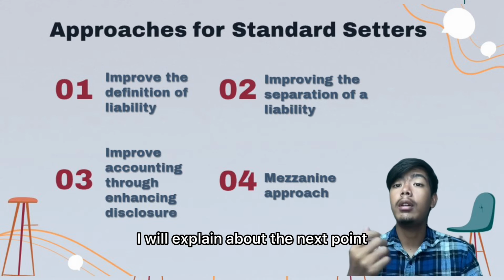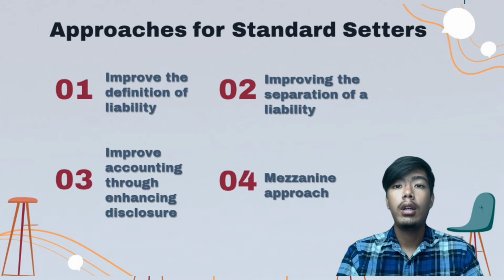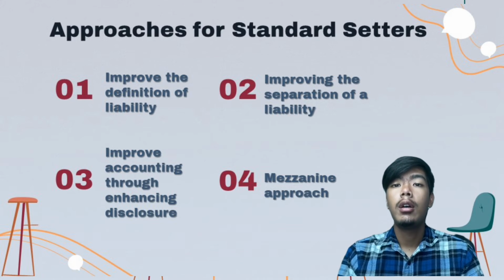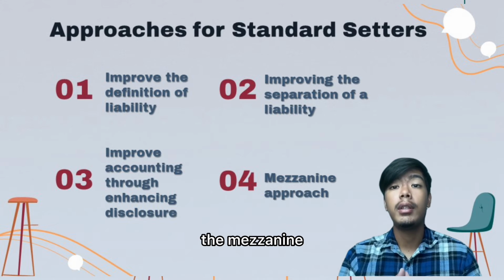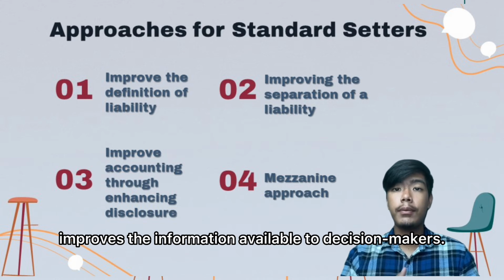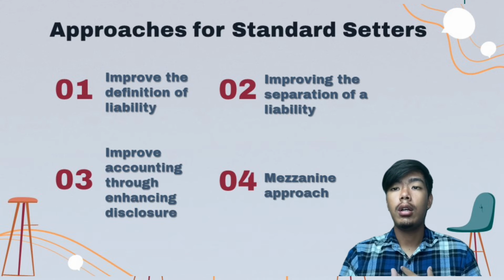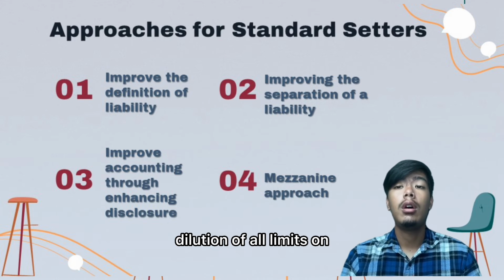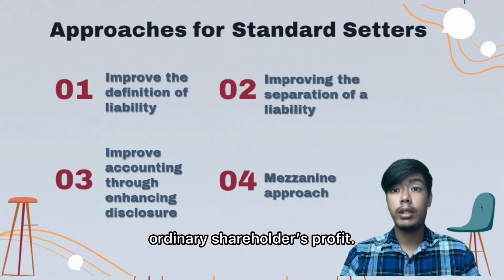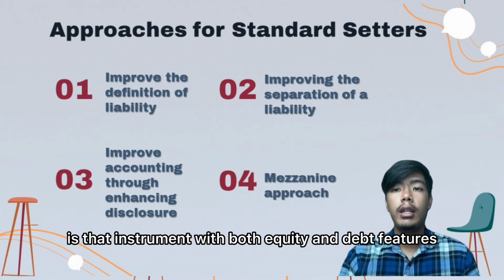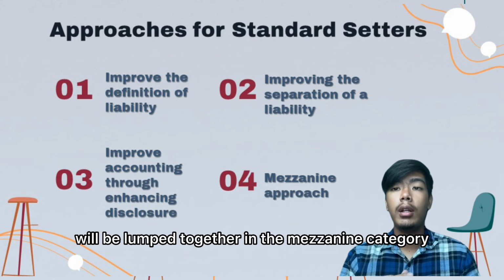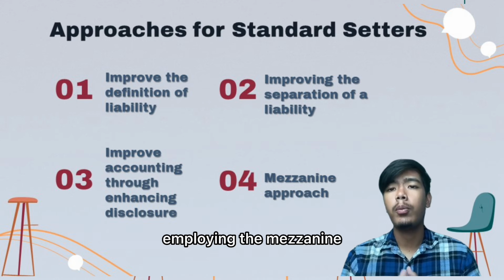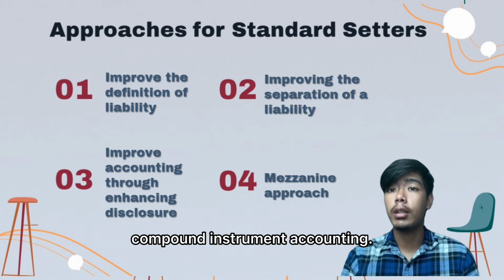So for my part, I will explain the next point, which is the mezzanine approach. Compound instruments were previously classified as mezzanine under some accounting standards. By emphasizing the presence of compound instruments, the mezzanine improved the information available to decision makers. Disclosure for the mezzanine category should help users comprehend the instrument's impact on solvency risk and potential dilution of, or limits on, ordinary shareholders' profit. The benefit of the mezzanine is that instruments with both equity and debt features will be lumped together in the mezzanine category without having to be divided into separate components. As a result, employing the mezzanine could simplify compound instrument accounting.